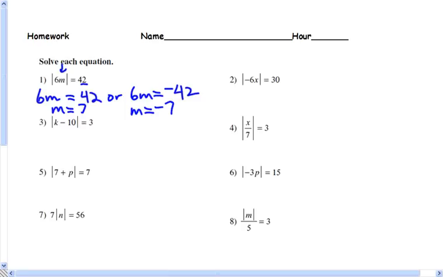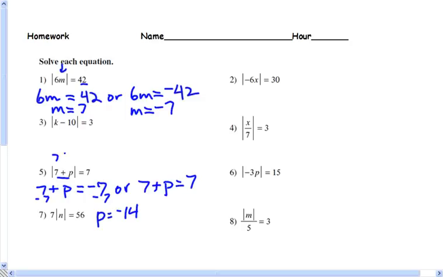All right? I'll just do one more here. Let's do number 5 here. So the absolute value of 7 plus p is equal to 7. That means there's a place to the left of 0 where we have 7 plus p is equal to negative 7, or 7 plus p can equal 7. And if I subtract 7 from both sides, I get p is equal to negative 14. And let's just check that. If I take 7 plus negative 14, that's equal to negative 7. And when I do the absolute value of that, I get positive 7.